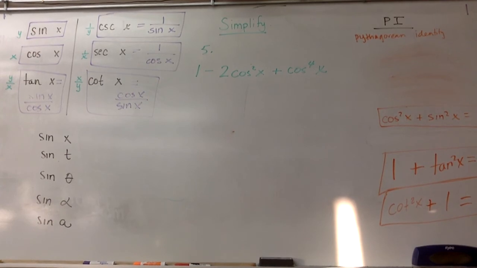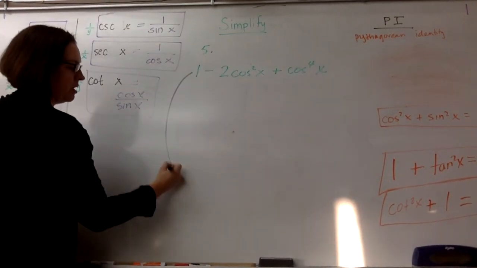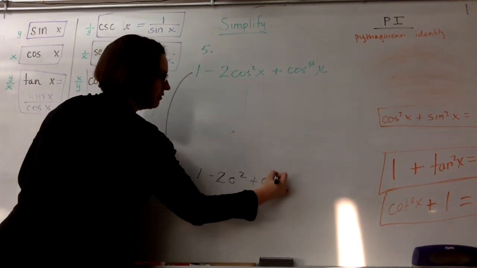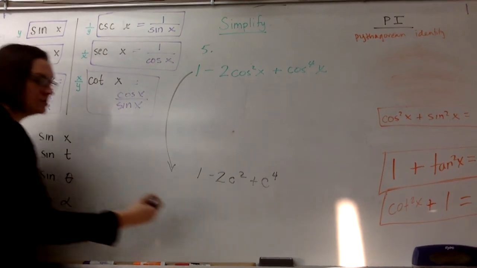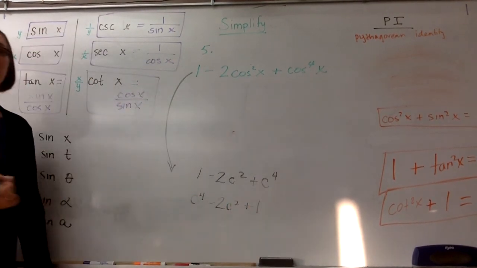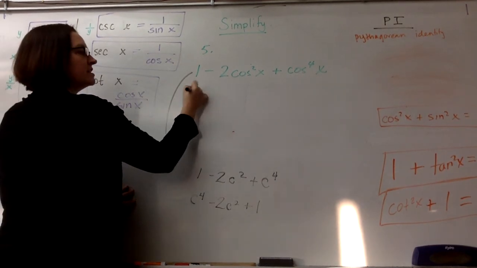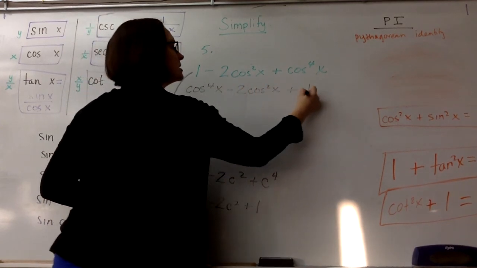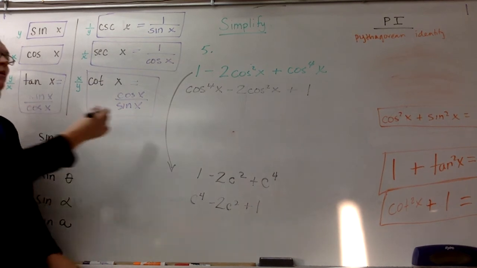What we want to start to do is match them up to similar forms. So I'm going to draw this down below in case you don't see this. 1 minus 2c squared plus c to the 4th. See how I took out the trig and just went with letters? If I rearrange this, c to the 4th minus 2c squared plus 1, didn't you learn how to factor this? So if I rewrite this as cosine to the 4th x minus 2 cosine squared x plus 1, I'm changing the order. It looks now like something that I can factor that I've seen before.